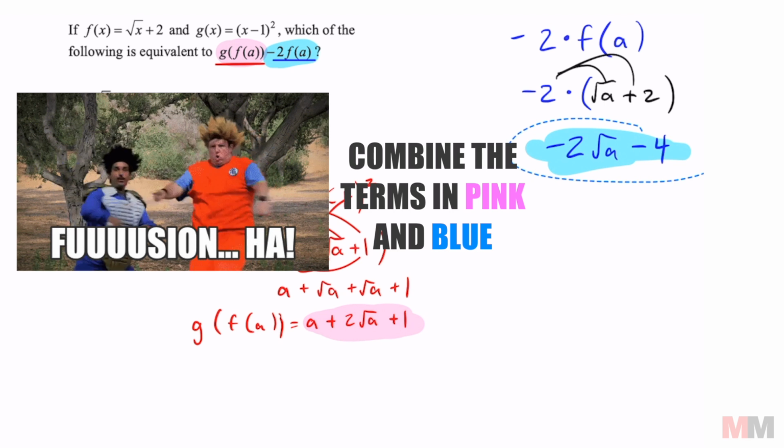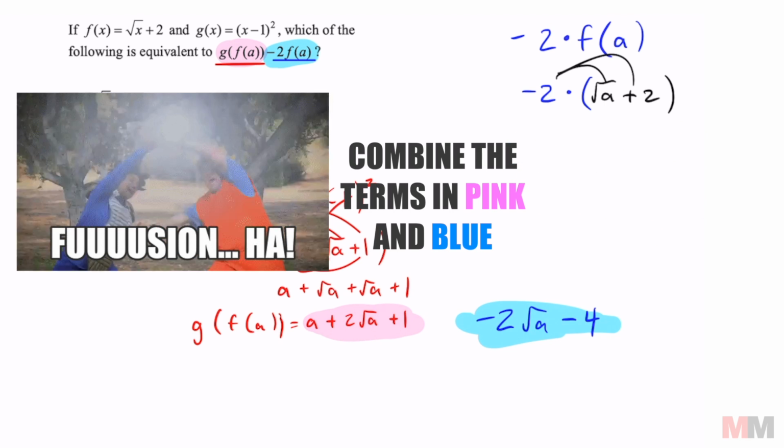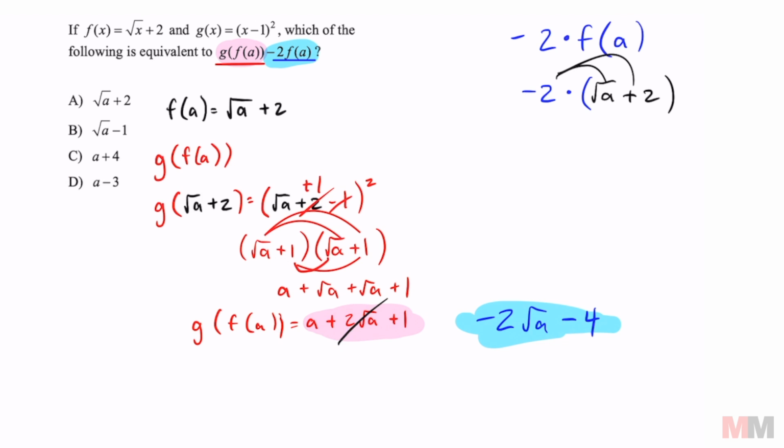So to answer this question, combine the pink with the blue. If I were to combine like terms, 2 root a is going to cancel out negative 2 root a, and 1 minus 4 equals negative 3. So that's going to be a minus 3. That is what this is going to equal. Letter choice D.